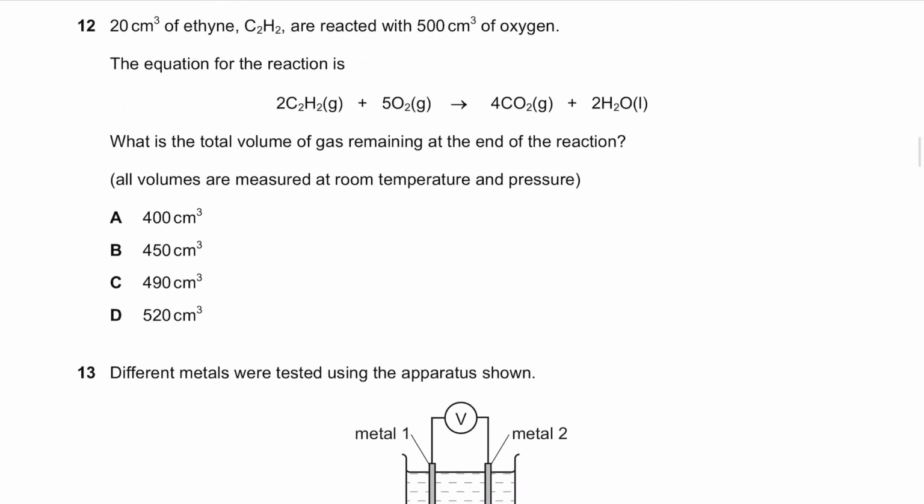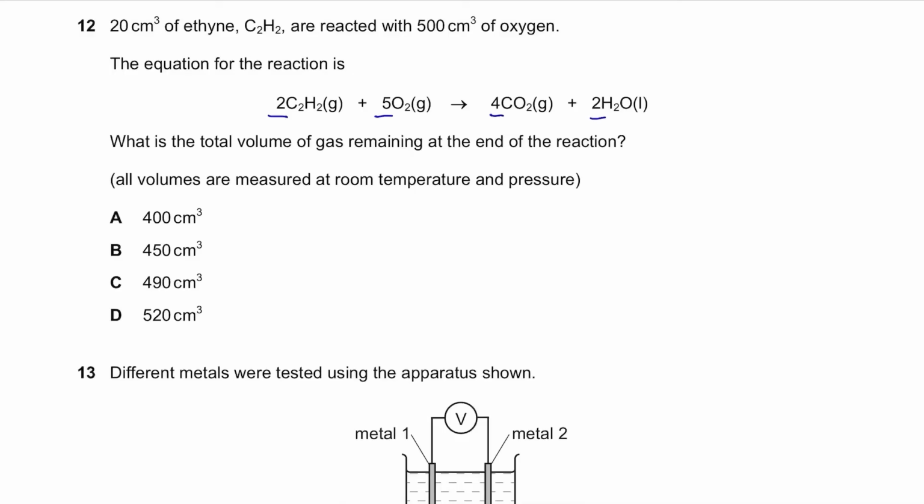Question 12. 20 cm³ of ethyne, C2H2, are reacted with 500 cm³ of oxygen. The equation for the reaction is this. CO2 and H2O are produced. What is the total volume of gas remaining at the end of the reaction? All volumes are measured at room temperature and pressure. The numbers in front of the chemicals represent the ratio, and we just need to look at that.